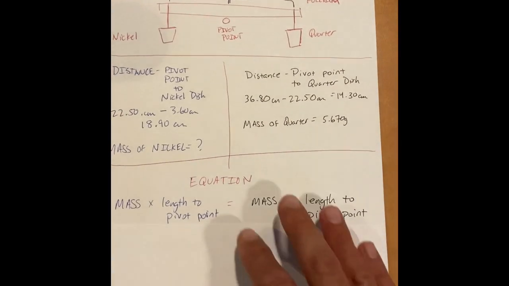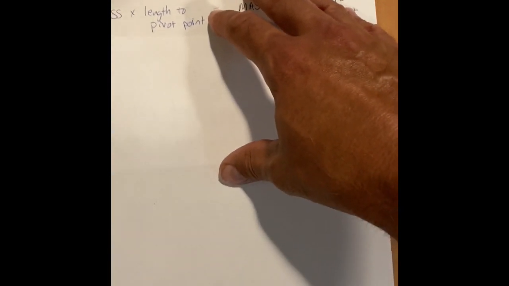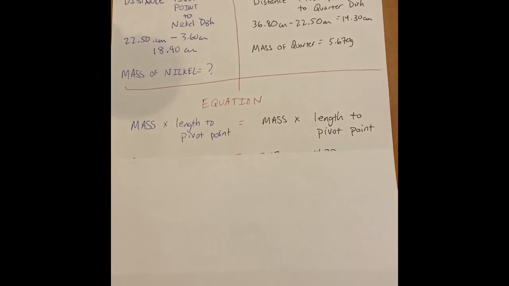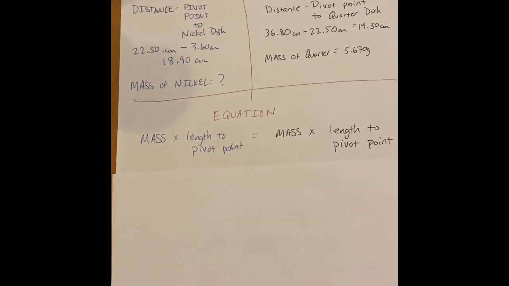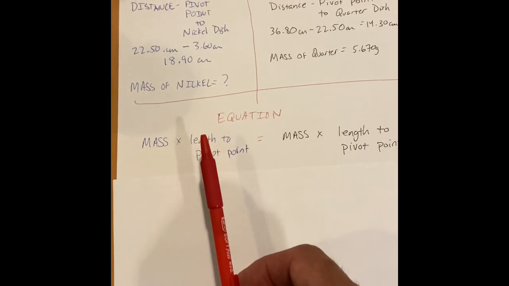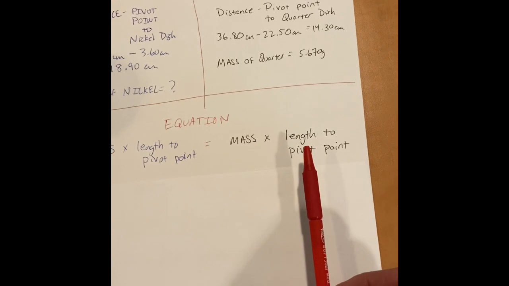Now, here's the magic equation that we need for this, and if you decide to take physics, you'll learn a whole lot more about this. This is basically a fulcrum, a lever, and a simple machine. It's pretty common in a lot of different physics classes. It basically says the mass times the length on one side of the pivot point is going to equal the mass times the length of whatever's on the other side of the pivot point.